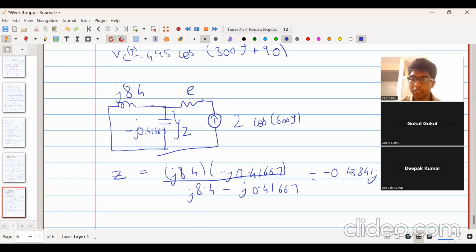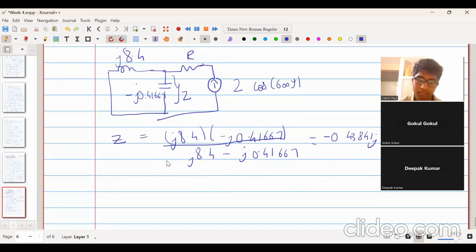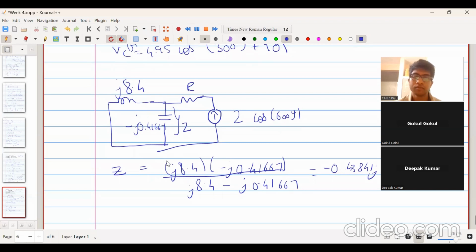First, I solve the denominator, J8.4 minus J0.41667. I solve it, then I take it, invert it, and then multiply it by J8.4 and minus J0.41667. So I first do the addition, subtraction, all that nonsense first, and then I do multiplication and division. That's the method I use, and it has worked for me till now. Okay, it's up to you if you want to use that.